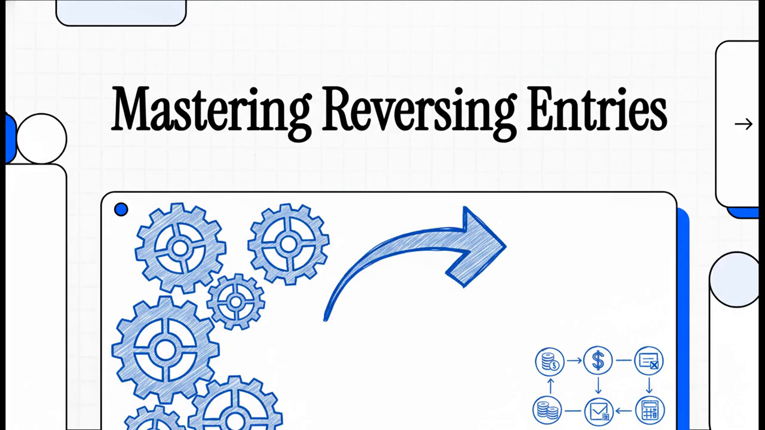We're talking about a technique that, while not required by GAAP, you'll find is often the mark of a really sophisticated and well-run accounting department. This is the reversing entry. And really, this is one of those topics that takes you from just learning the rules of bookkeeping to actually thinking about smart process design. So let's get into it.